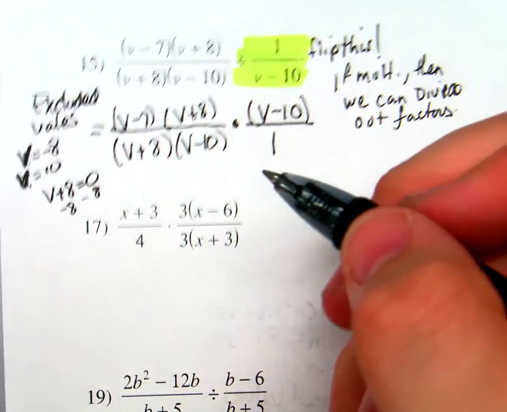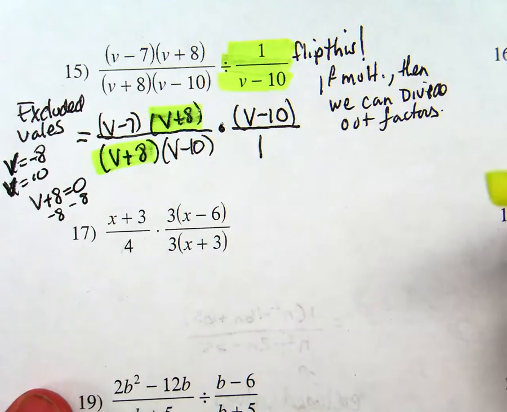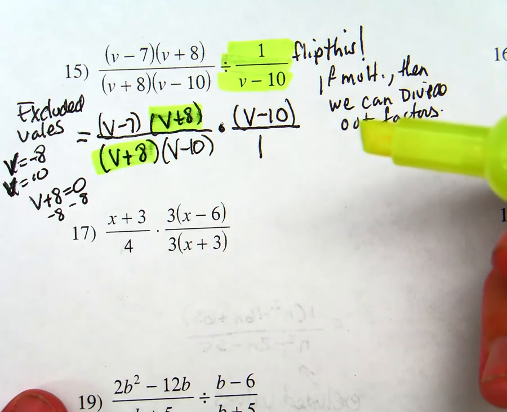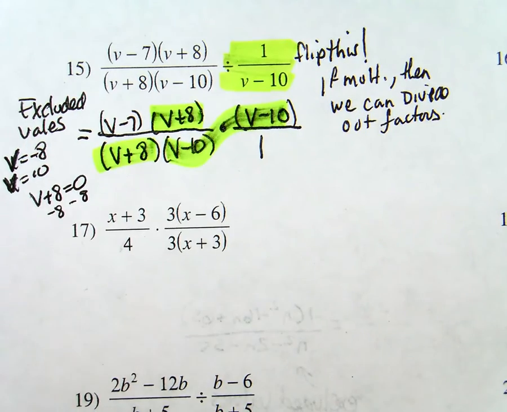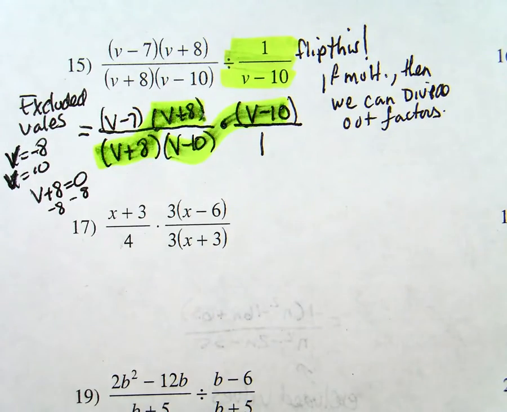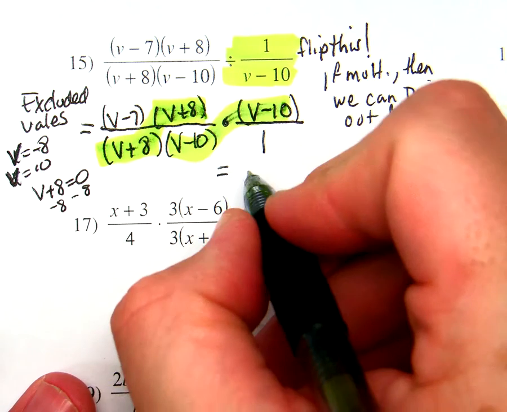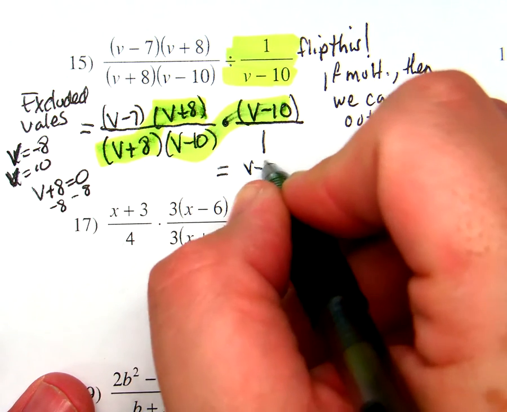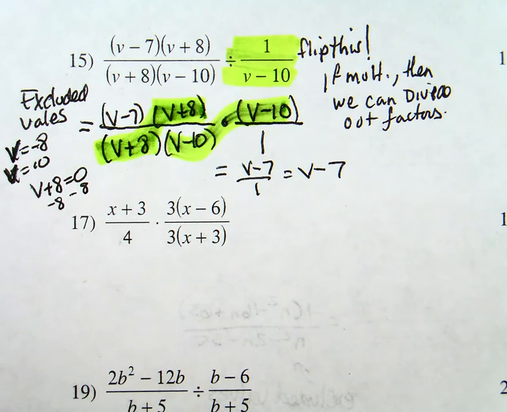Now what can I divide out? The v plus 8 and the v plus 8. Anything else I could divide out? V minus 10. I could divide out those two. What's left over? v minus 7 over 1, which is just equal to v minus 7. So we completely simplified it down to one term only, v minus 7. That's how you end up dividing.